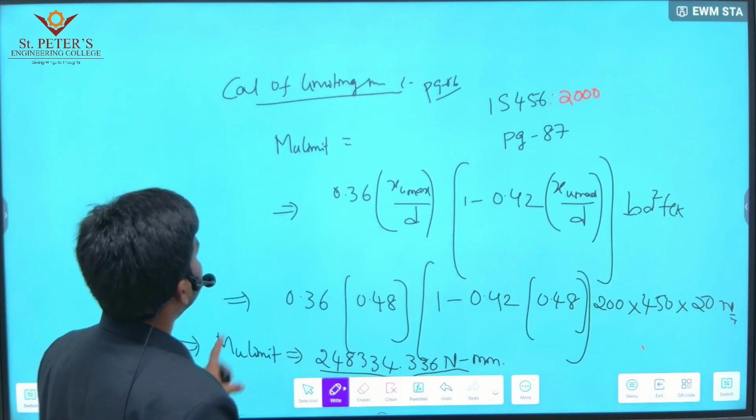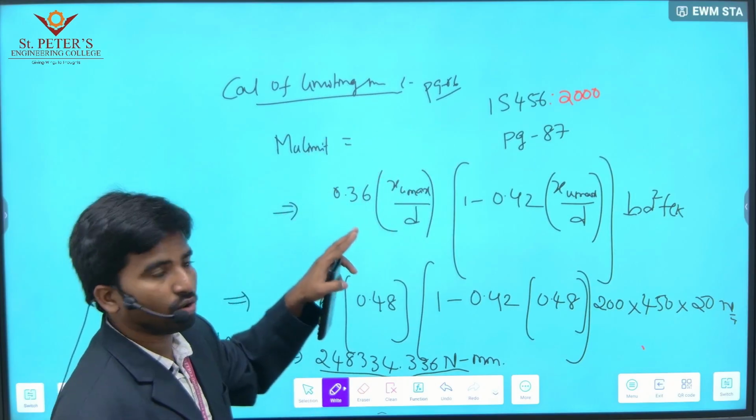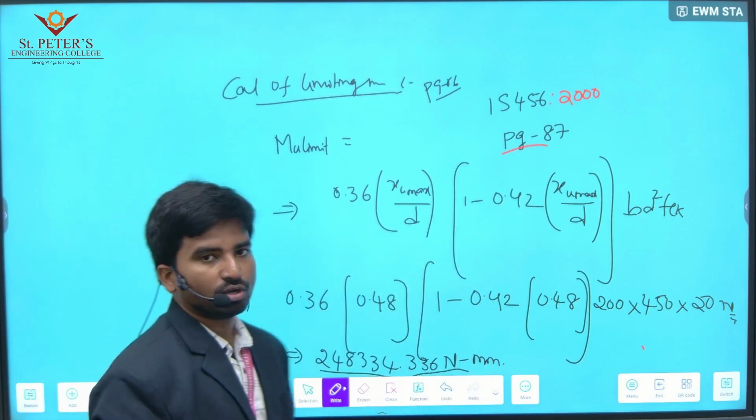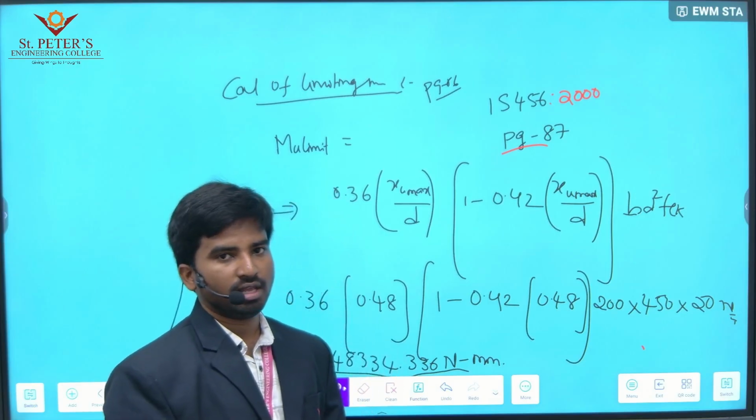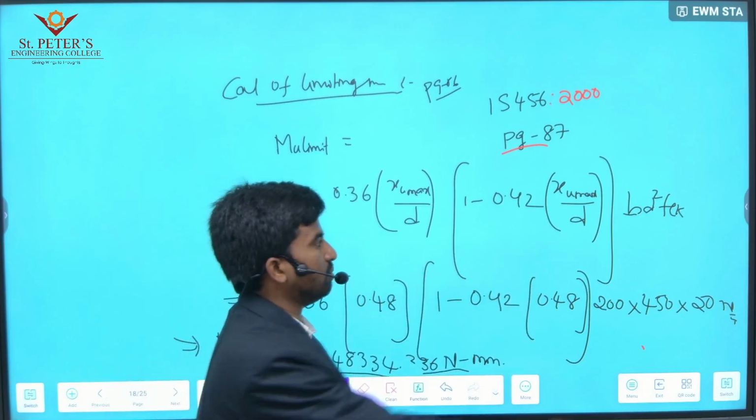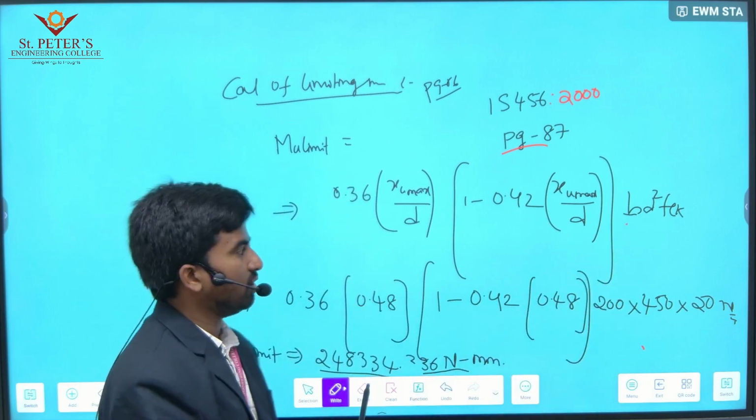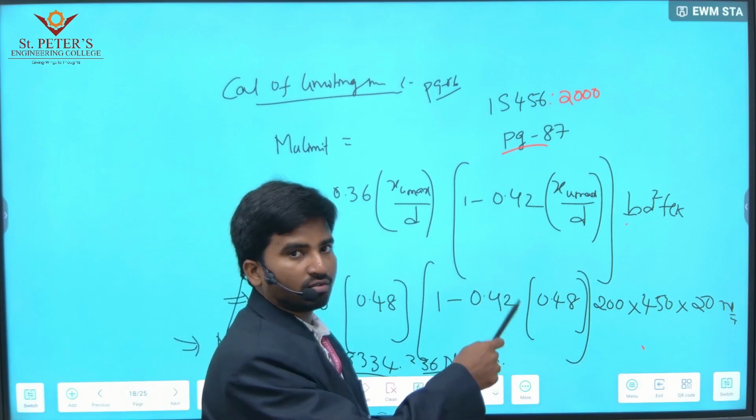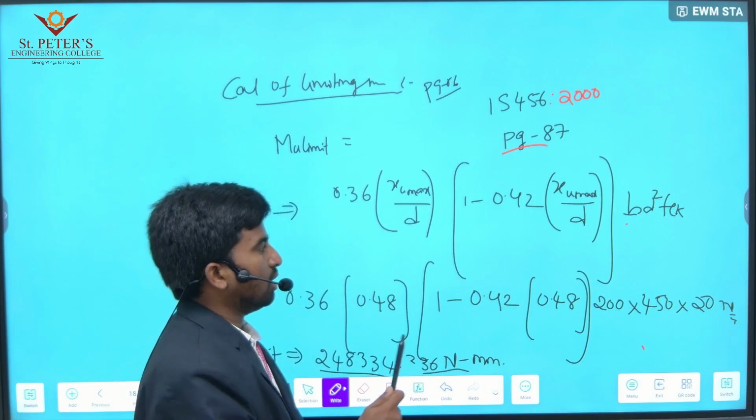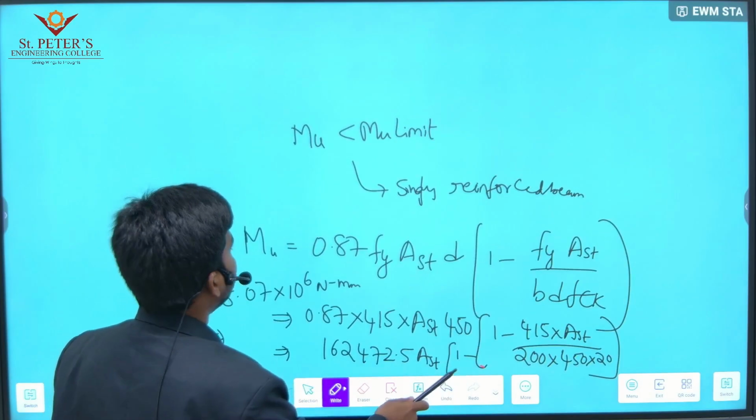After that, in page number 56 of the IS code book, 87, Mu limit is equal to 0.36 xu max by d, 1 minus 0.42 xu max by d, times bd square fck. B is breadth, d is depth, fck is characteristic compressive strength. In the given data, it is M20 grade of concrete. M is mix proportion, that is cement, sand and coarse aggregate. After substituting, we got the value in Newton mm.